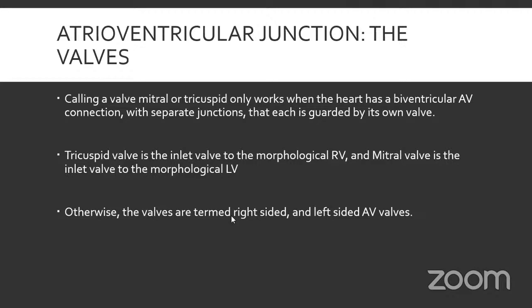Now, when you have cases, for example, when you have absent right-sided AV connection or tricuspid atresia, sometimes you can infer based on the morphology of the other valve, which is the mitral, that this is a mitral valve because it's connected to the LV, and you can call this tricuspid atresia with mitral valve connected to the LV. However, to avoid confusion, it's better if these AV valves are termed right-sided or left-sided AV valves. This is especially the case when we're dealing with AVSD.